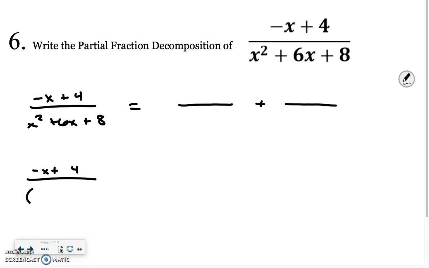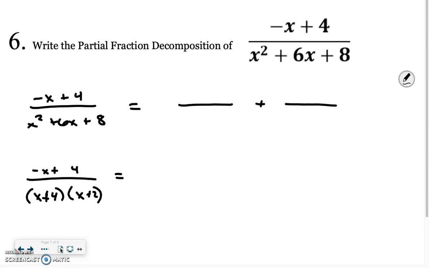So again, when I'm looking at the x squared plus 6x plus 8, I know that's going to factor x plus 4 times x plus 2. And even though it's close, no, we do not have the ability to cancel. Again, I do not have common factors as my numerator is negative x plus 4, denominator is positive x plus 4. So again, not the same, cannot cancel.